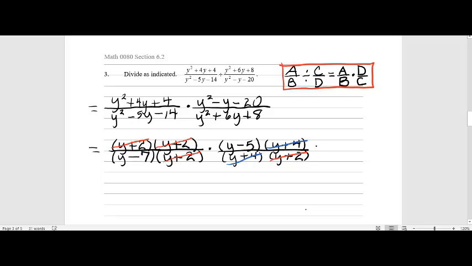And I am left with y minus 5 over y minus 7. And notice these y's are not factors. They're terms. This y is being added to negative 5. This y is being added to negative 7. So you cannot divide those out. Those are terms. You can only multiply and divide factors. So this problem is completed.